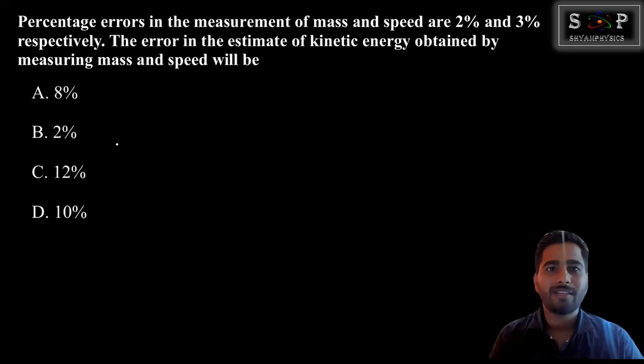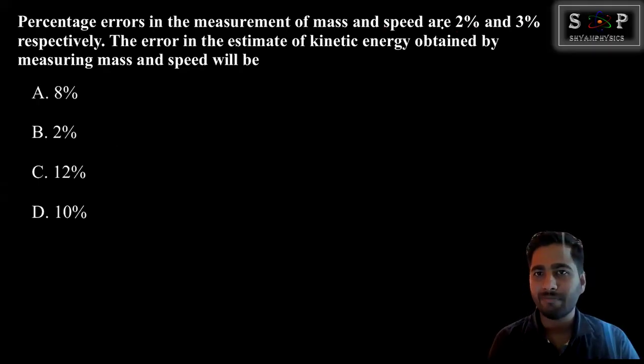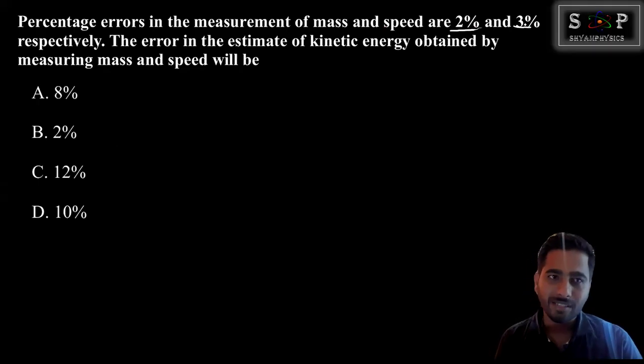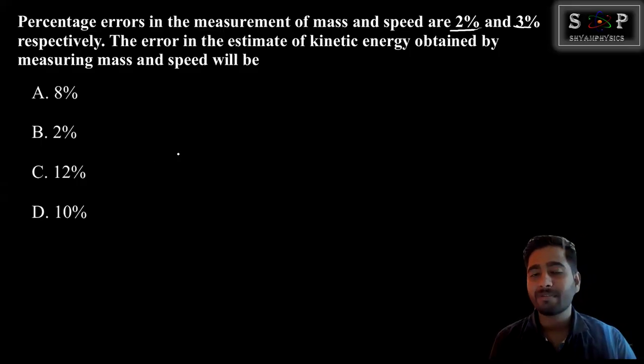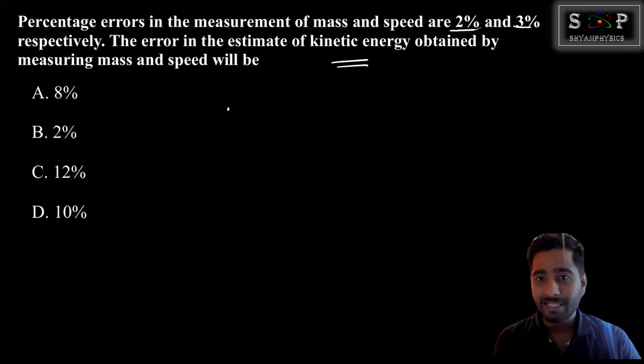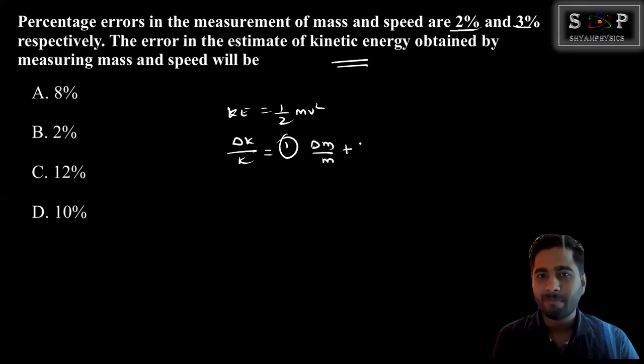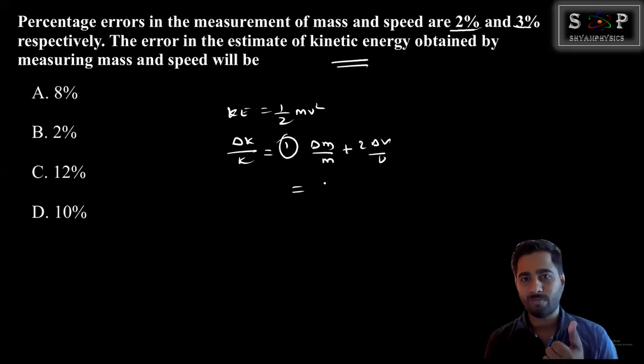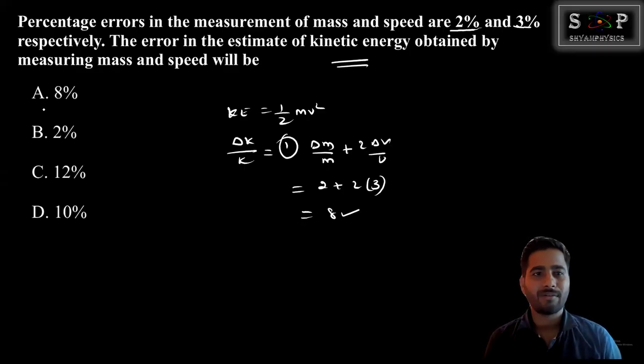Okay. Next, the percentage errors in the measurement of mass and speed are 2% and 3% respectively. The error in the estimation of kinetic energy will be, basically kinetic energy means we write half m v square. We need to calculate the error in the measurement of kinetic energy, that is 1 by 2, there is no error, delta m by m plus 2 times delta v by v. Error in the measurement of mass they gave 2%, plus 2 into the error in the measurement of velocity 3%. So it will become 6 plus 2, 8%. So option A.